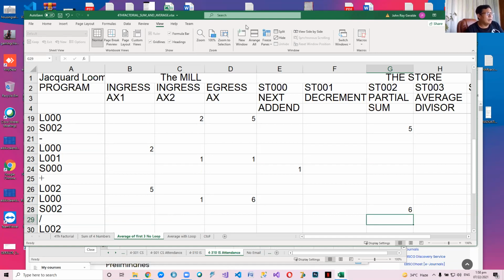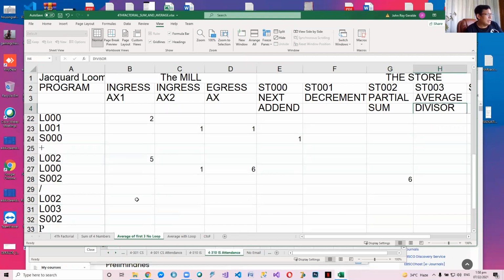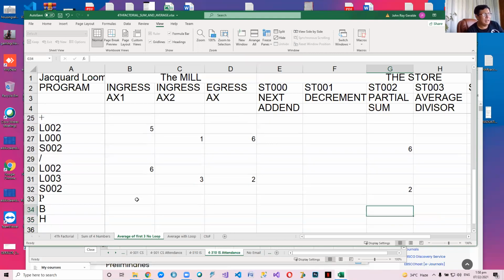So we're done with our summation. The next thing to do is divide. It's a good thing that we have stored 3 in 003 so that we can divide what is in 002, which is 6, by the 3 which we kept in memory. So 6 divided by 3 is 2. The average of the first 3 numbers is 2. Do you follow?